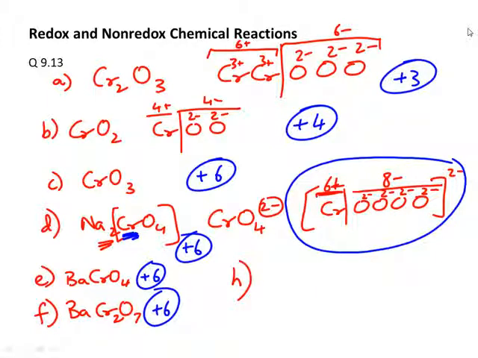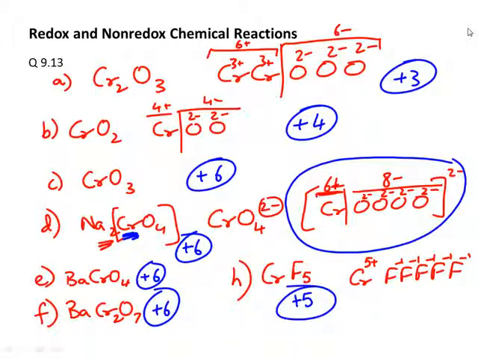So that would be H. H is CrF5. This is a compound where 5 fluorine atoms are connected to one chromium. So which is more electronegative, chromium or fluorine? Yes, you're right, fluorine is more electronegative. So if there are 5 fluorines, each fluorine brings in -1 because it is more electronegative, which means chromium must be plus 5. So this is an example where chromium's oxidation state is plus 5.